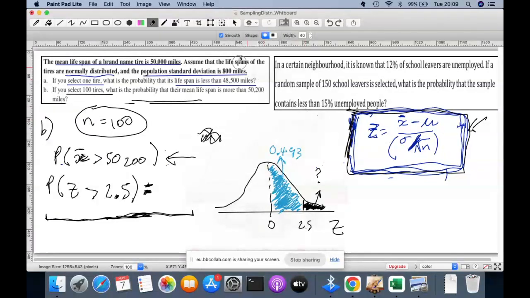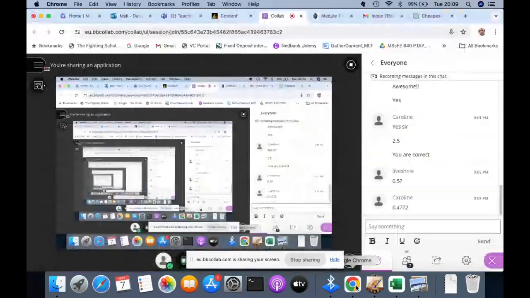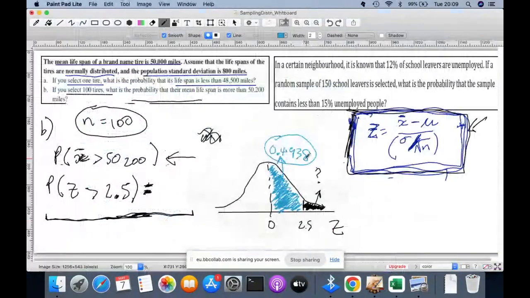Okay, that's the blue area. Let me see what I had in the charts. So no one's got that part. But does everyone get how I got the 0.4938?